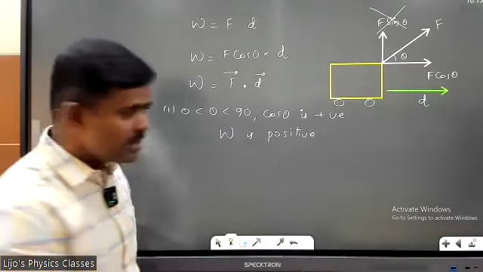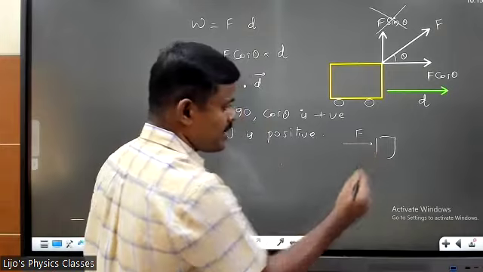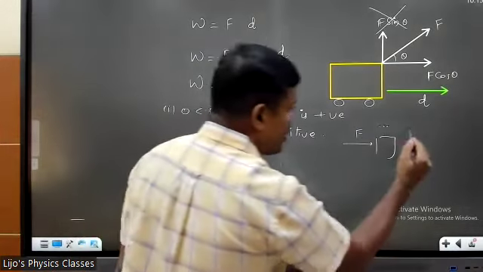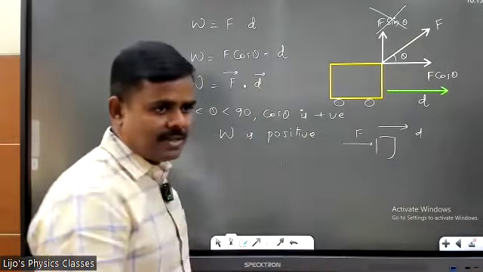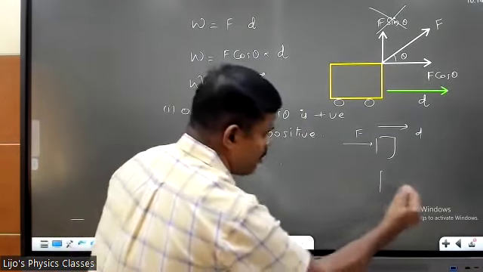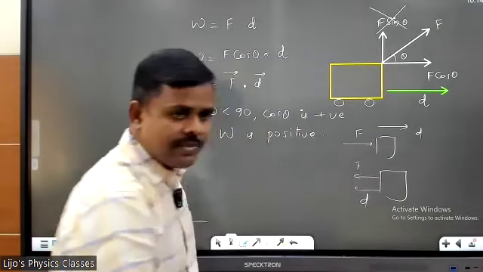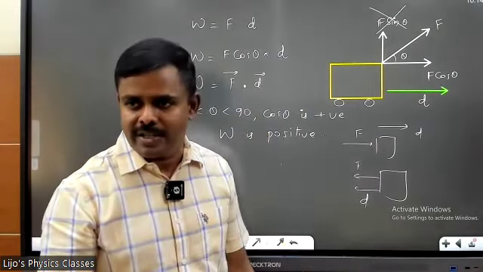I can tell you the situations. Imagine you are pushing a body. Force is applied to the right. Even the displacement is also to the right. Theta is zero, right? Work will be positive. Or imagine you are pulling a body. Force this way, displacement is also this way. Theta is zero, work is positive, right?